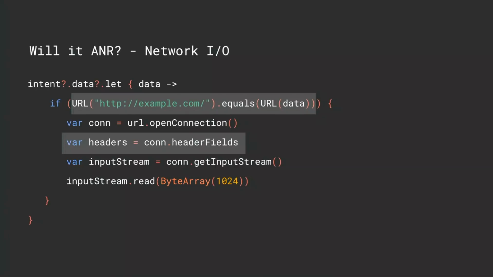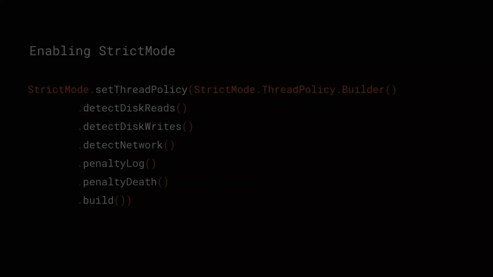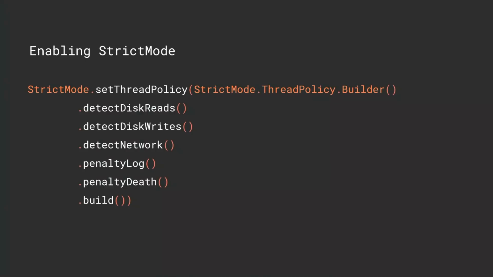OK, so why am I showing you all this? Because I want to convince you that as developers, we cannot know everything. And you will use libraries that you're not familiar with, or other APIs. And that's why I suggest you use StrictMode for your debug builds while you develop your apps. Now, StrictMode is an API that has existed on Android for a long time. And it's pretty easy to set up. You just set a thread policy in your application onCreate or in your activity onCreate.